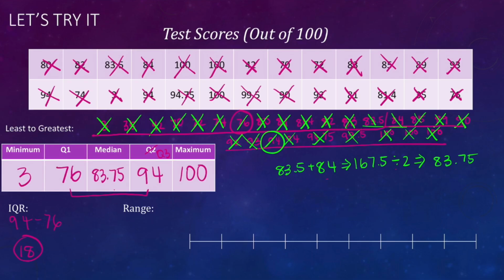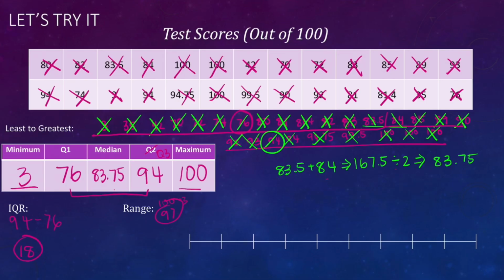And my range is my maximum minus my minimum. So it would be 100 minus 3, which is 97. As you can see, the range is much bigger than the interquartile range. That means that most of the students scored within 18 data points, whereas for all the students, if you look at the actual greatest minus the actual least, there's a huge discrepancy. That's why the interquartile range is so useful, because it tells us where most of that data is centered.